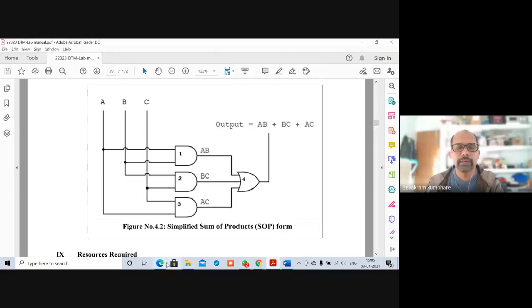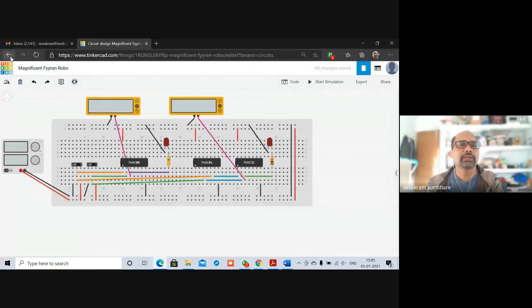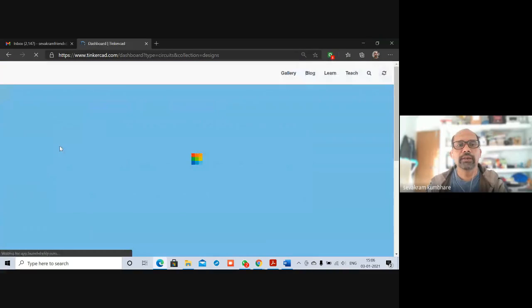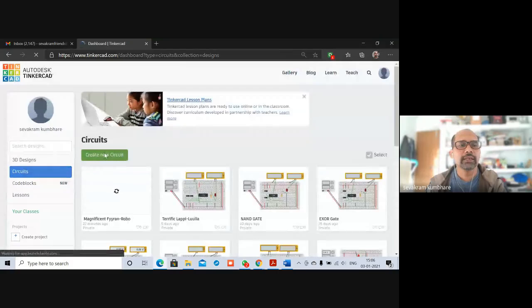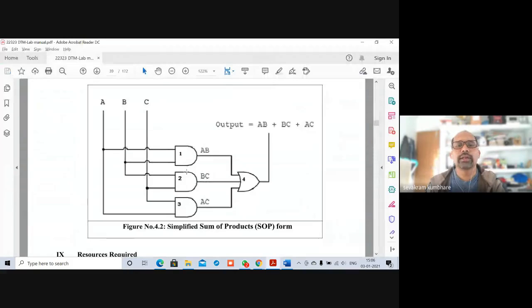Okay, so let's implement it using Tinkercad. I'll make another circuit and give it the name B. I'll go back to Tinkercad and create a new circuit. In this new circuit, what am I going to need? I'm going to need 2 input AND gates and a 3 input OR gate.